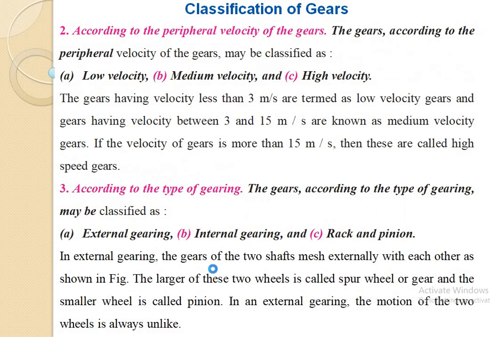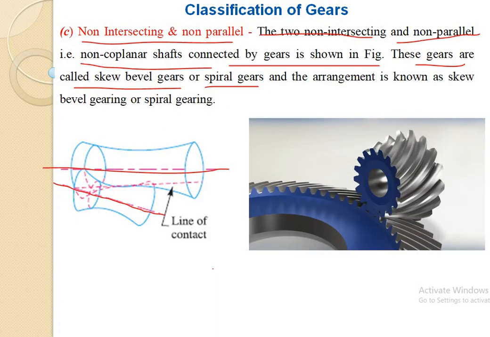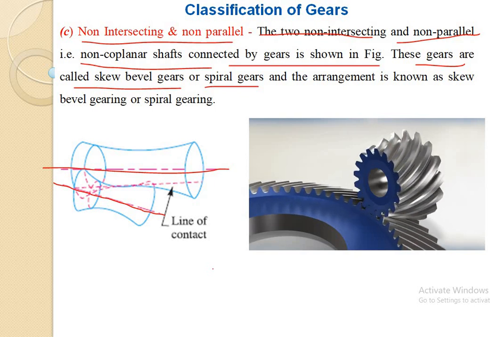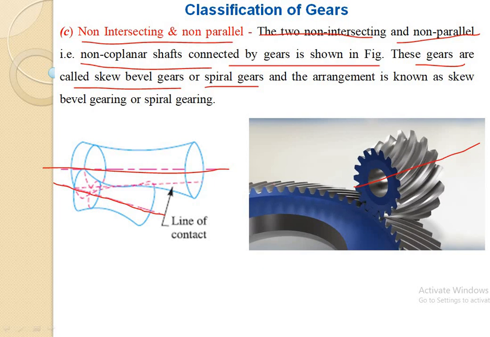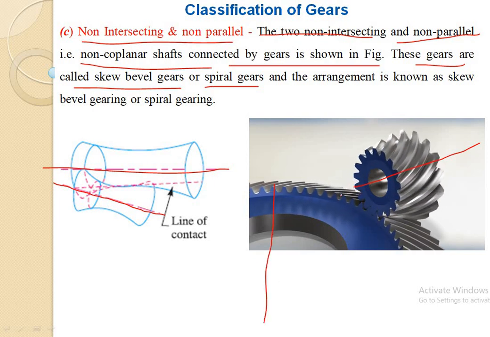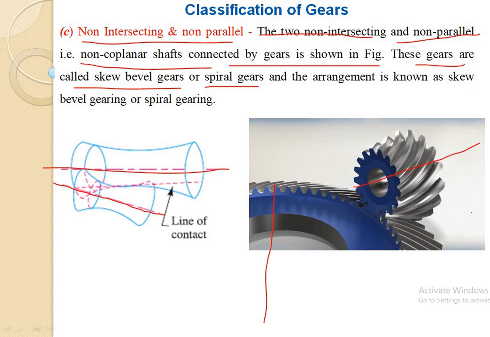If the axes are non-intersecting and non-parallel, this is one of the axes and this is the other axis. If these two axes are non-parallel and non-intersecting, then this type of gear is known as the spiral gear, or it is also known as the skew bevel gears. This is the third classification of gears depending upon the position of axis.